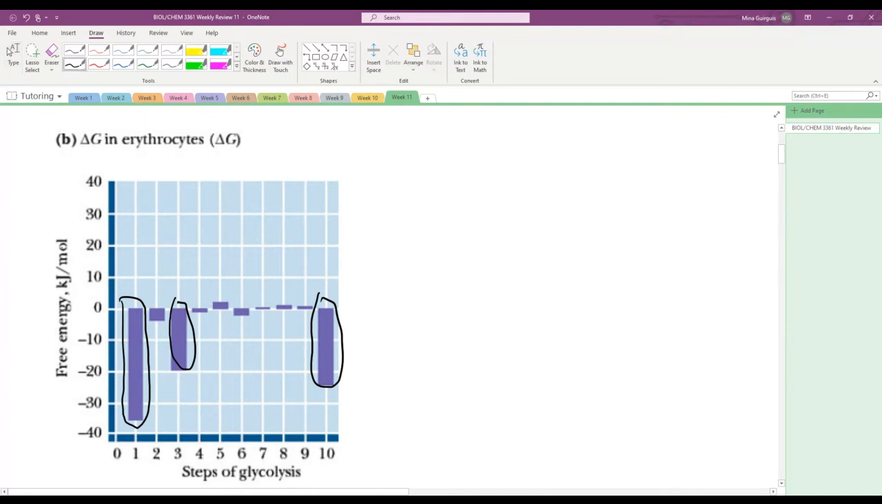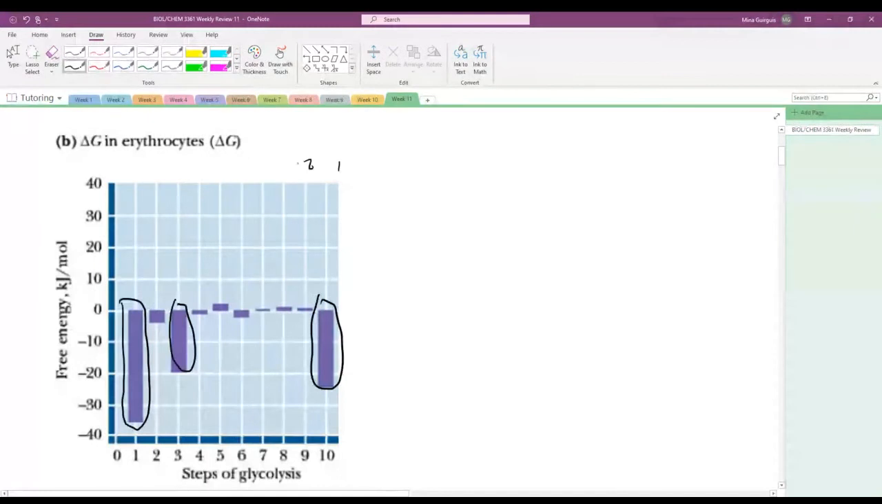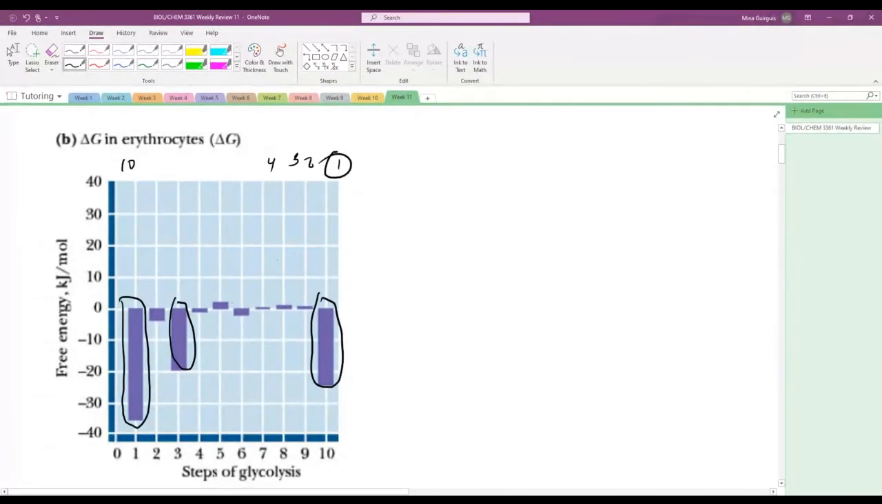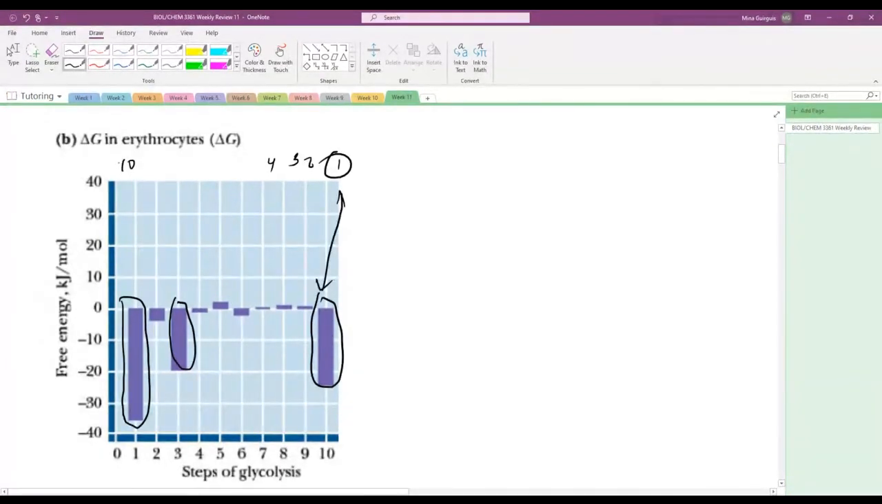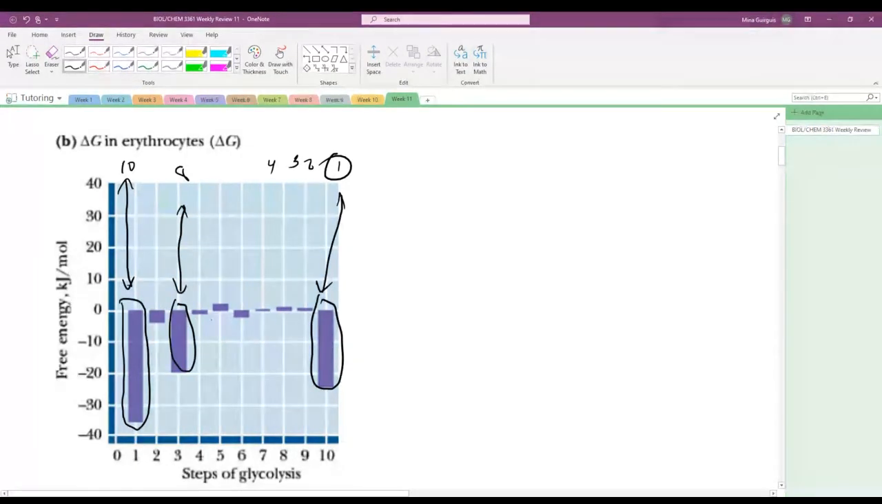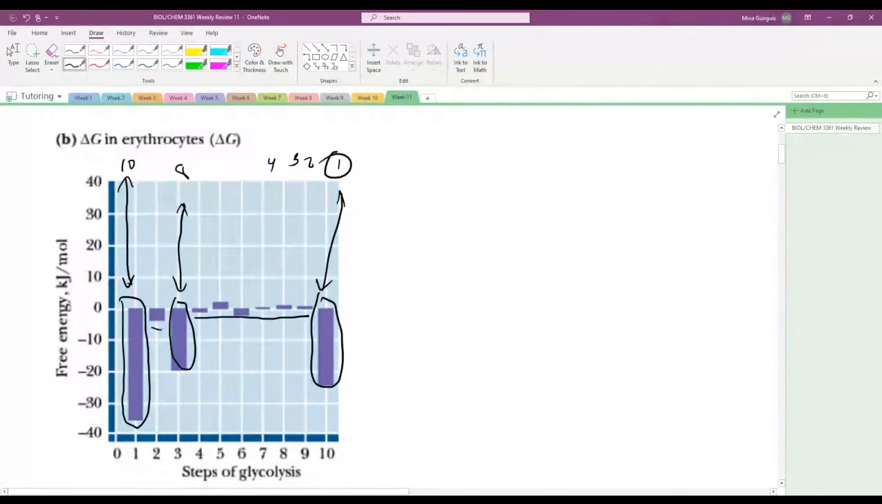So what'll happen is when we're going backwards, reaction 1, 2, 3, 4, all the way up to 10 over here, reaction 1 will be different. Reaction 10 of glycolysis will not be the same as reaction 1 of gluconeogenesis. And same with reaction 3, which is going to be reaction 8 of gluconeogenesis. They're going to be different. The rest of these 7 will all be catalyzed by the same enzymes, just in reverse.